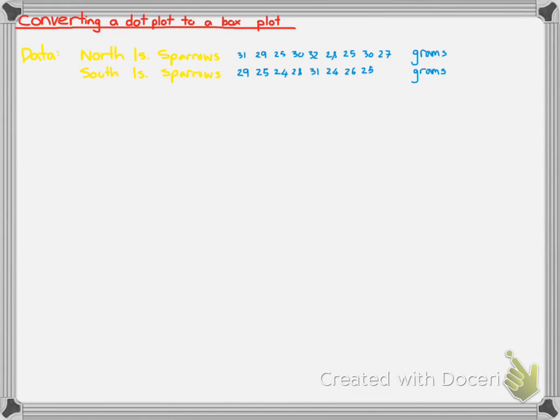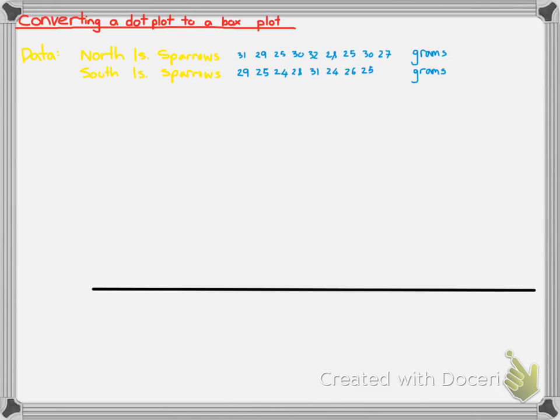Okay, what I'm going to be covering today is converting a dot plot to a box and whisker plot. I've got a set of data, and they happen to be the weights of North Island and South Island sparrows, split by North and South Island.